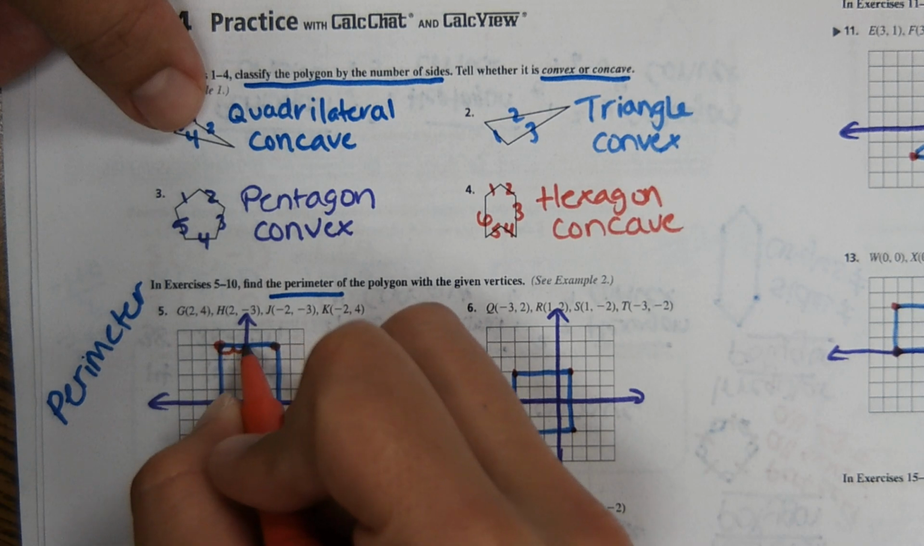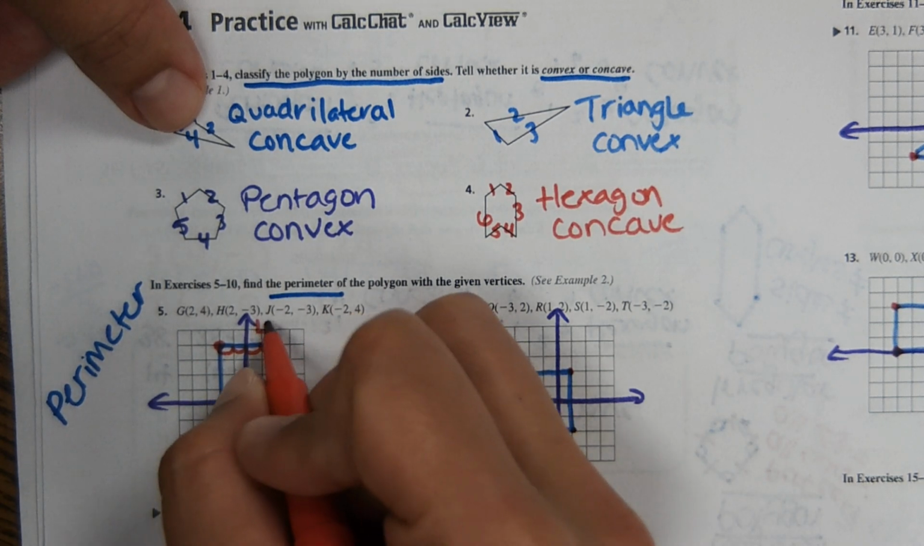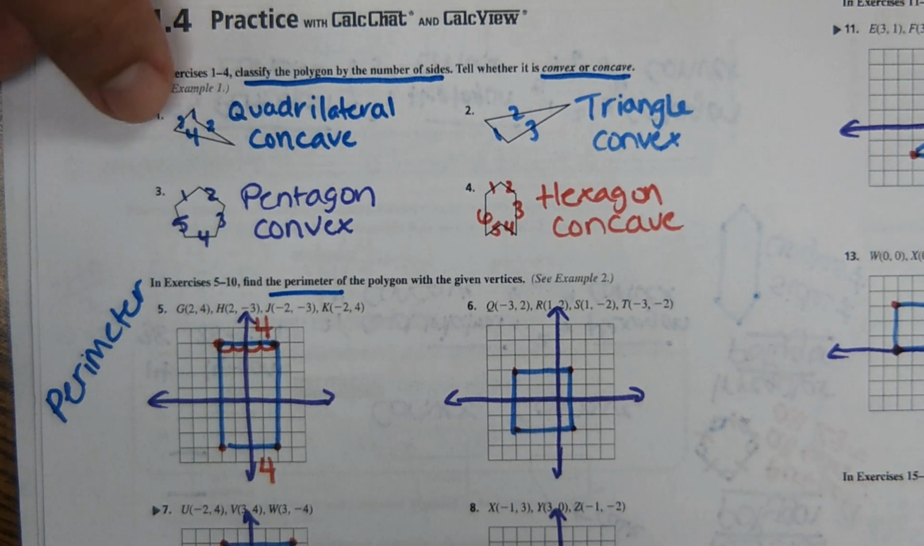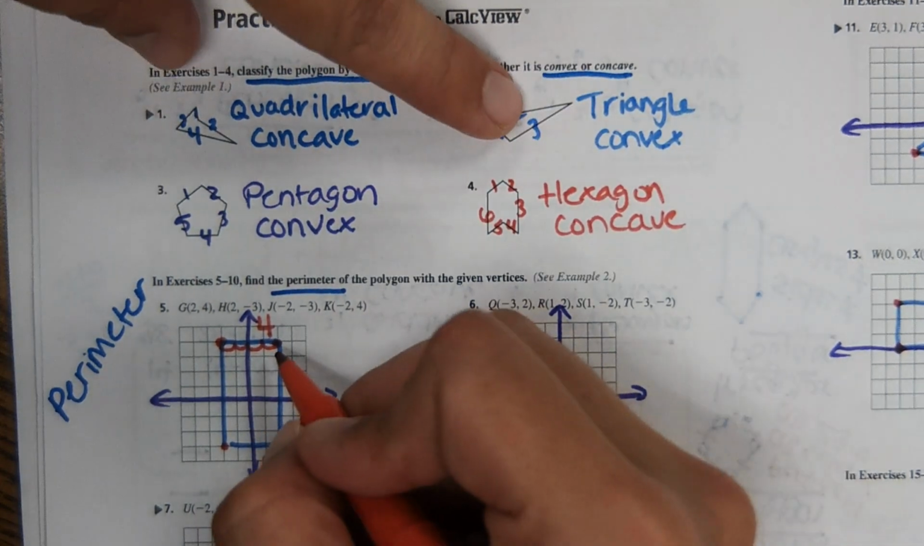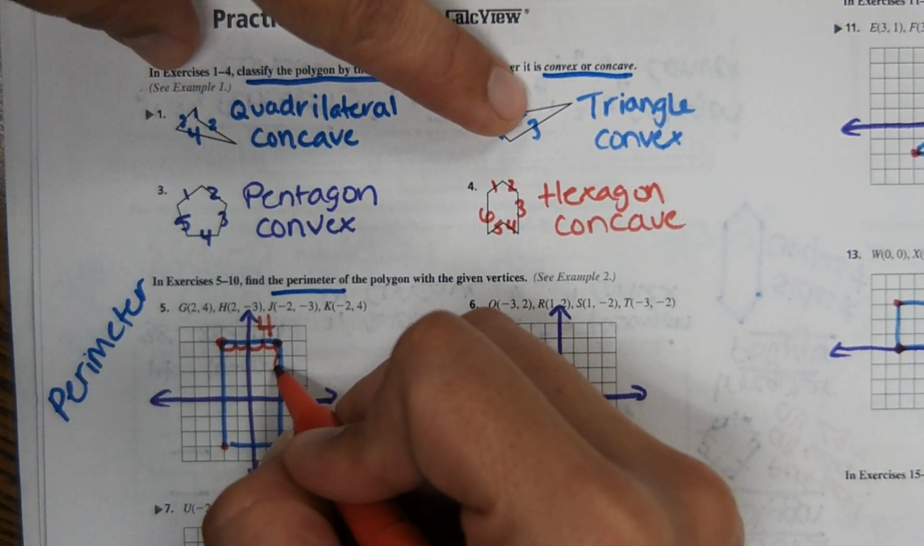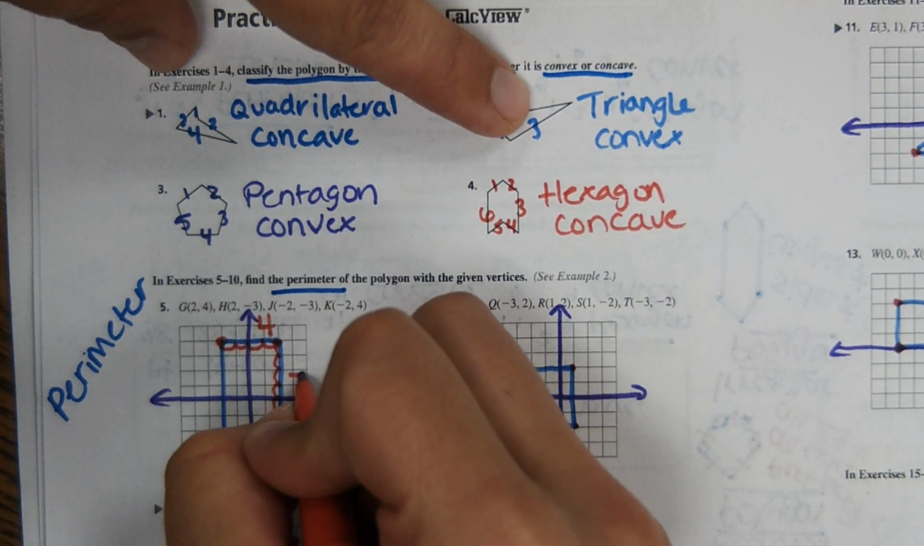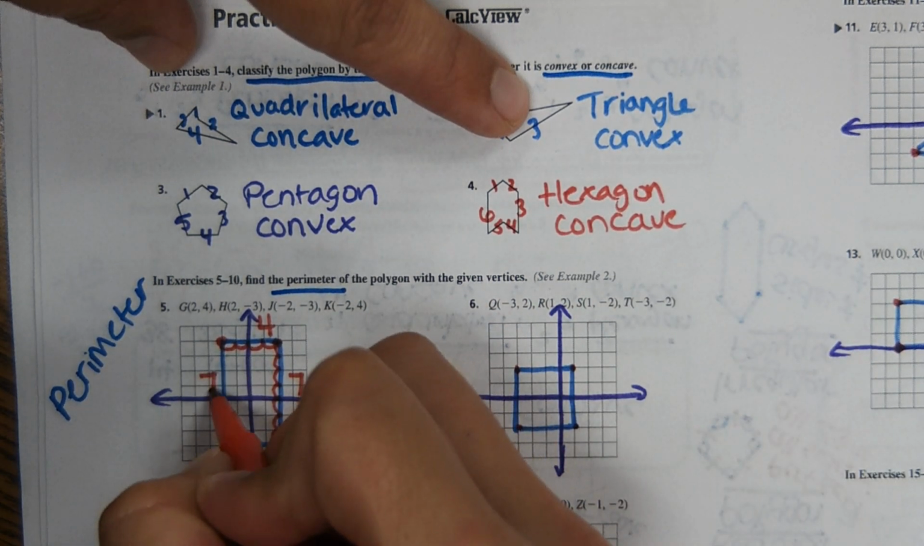So we can go 1, 2, 3, 4. Okay, this is 4. And in a rectangle, opposite sides are equal, so this is going to be 4 too. And then this side over here, 1, 2, 3, 4, 5, 6, 7 units. And then this would be 7 as well.